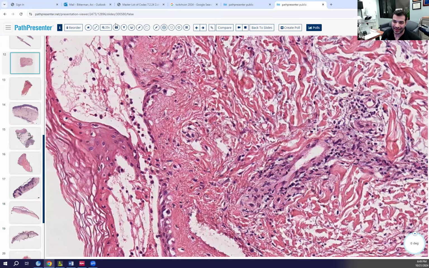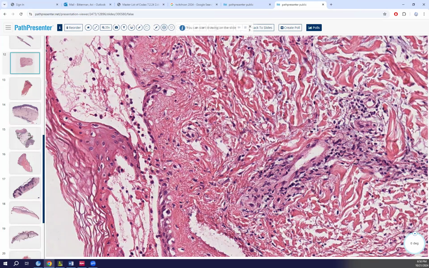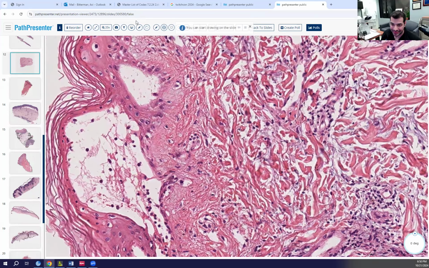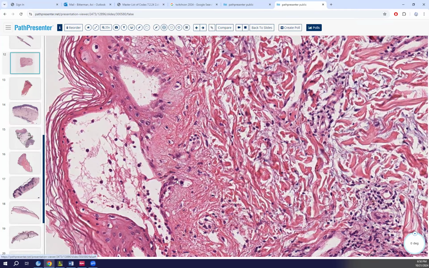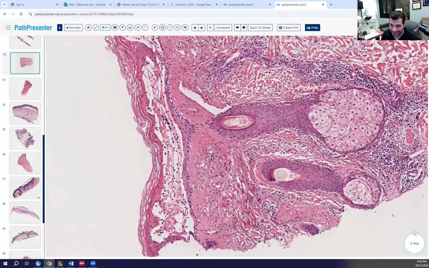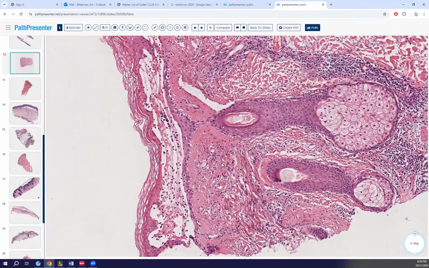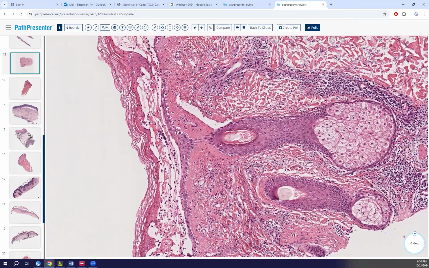If we go to the deepest level here, what is this? Is this the dermis, or are we still in the epidermis over here? It looks like dermis, honestly. We've reached the dermis. So what's going on here? Suprabasilar or subbasilar?